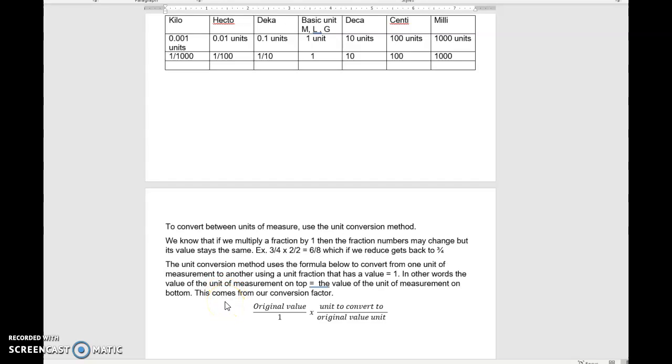So our formula that we're going to use to convert between English and English, metric and metric, English to metric, or metric back to English is going to be this same formula. We're going to take our original value or original unit of measure, just put it over 1. We're going to multiply it by the unit we want to convert to divided by the original unit. So this equals 1. So we have to know this conversion factor, which was one of our key words.